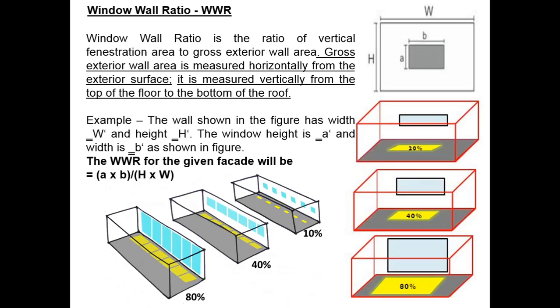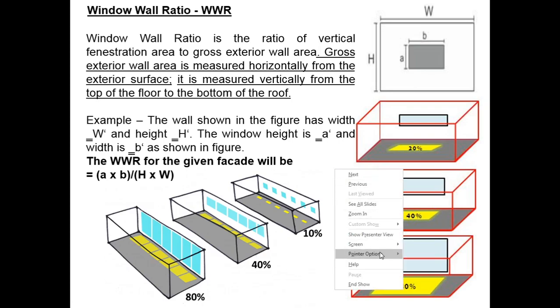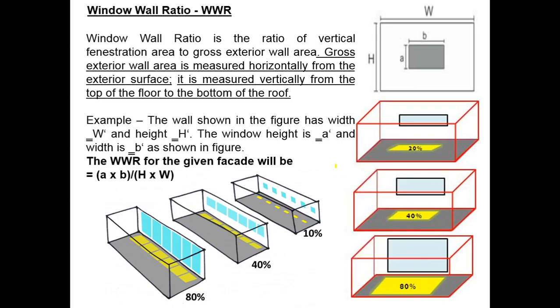Welcome back to Climate Responsive Architecture videos, Unit 4, part number 2. We were seeing daylighting techniques, and about ERC, SC and IRC, and the daylight factors. Now we are proceeding to the next topic called the window wall ratio.